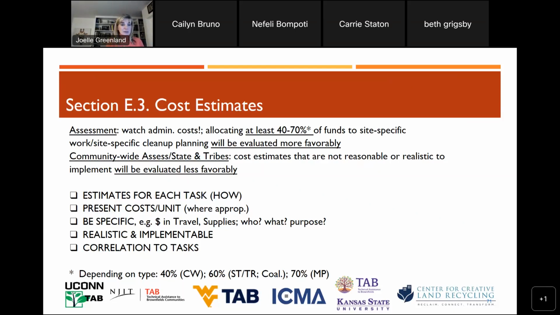So estimates for each task, right? If you're going to the conference and you're saying 2 people at this much, the hotel, this, that, okay, it's going to be $3,000. And they're like, okay, we got that, okay? Be specific. Supplies, don't just willy-nilly the supplies number, okay? They'll know that. Realistic and implementable, right? It needs to pass the sniff test, right? Okay, and correlation to the task.